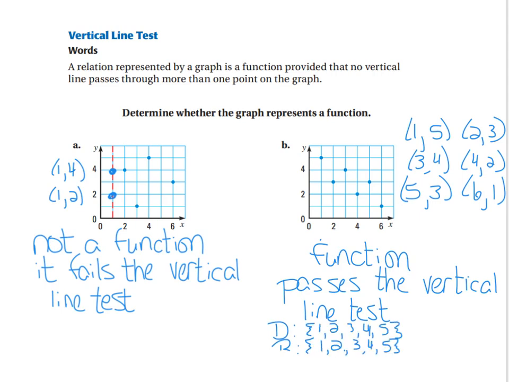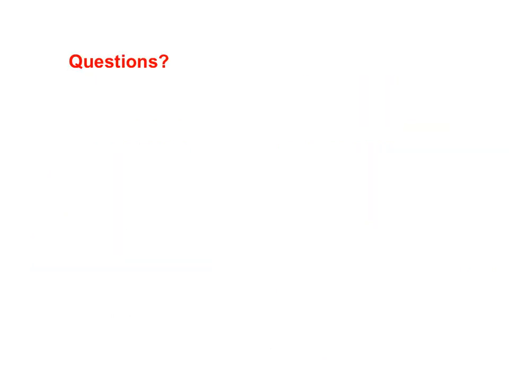Did you remember that domain was your x values? And my x values are 1, 2, 3, 4, and 5. And range are your y values, and I have 1, 2, 3, 4, 5. Notice I did not write the 3 twice, even though it showed up twice. Okay? So, let's finish it up. If you have any questions, write them here, and we will practice with relations and functions in class.